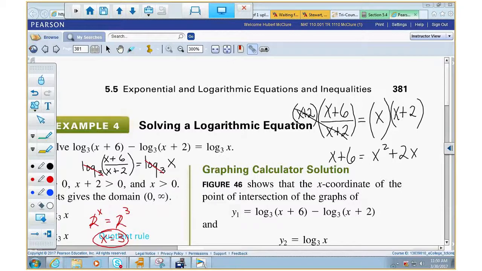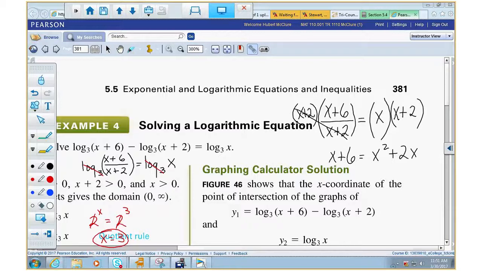We need to plug in that, what was the number, answers? 2, negative 3. Uh-oh, we got a problem. What's the problem? Negative. You can't take the log of the what? Negative. So what do you do with that negative 3? Goes away. So your only possible answer is what? 2.